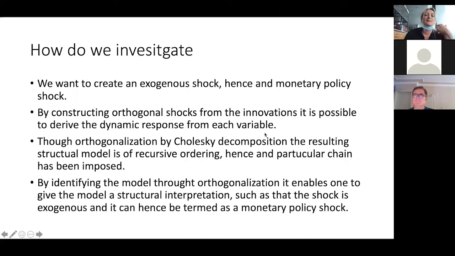The whole point with this identification and the orthogonalization is that it enables one to call the shock we are creating a monetary policy shock, and the shock should be exogenous. But of course, it's hard to know when we're doing this whether the shock is exogenous. It can be easily affected by other factors, since it's actually the era we are imposing the shock on.